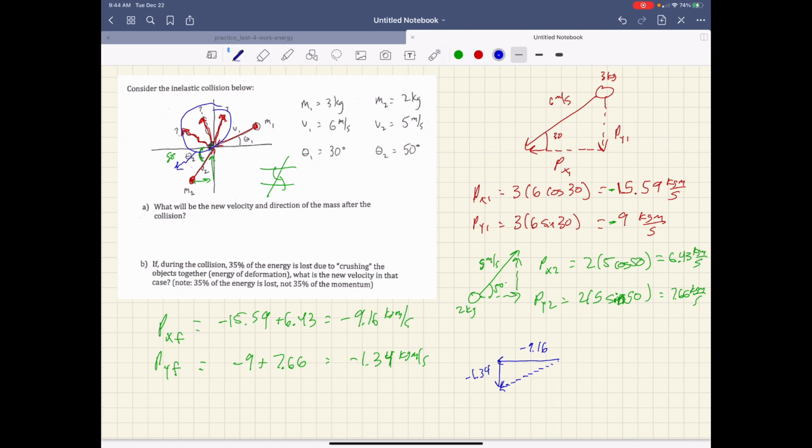So the final momentum, the p final of this object, is going to be 1.34 squared plus 9.16 squared. Take the square root: 9.26.